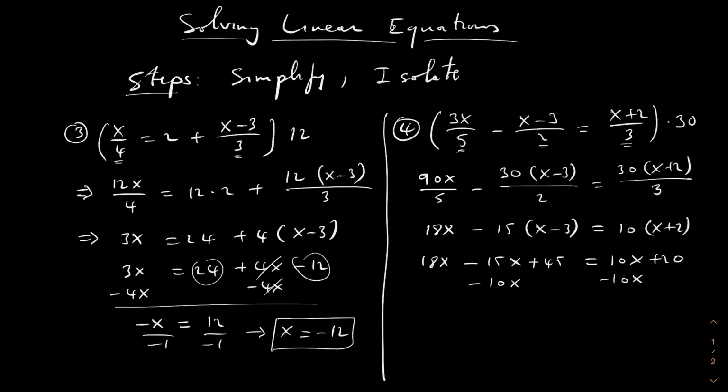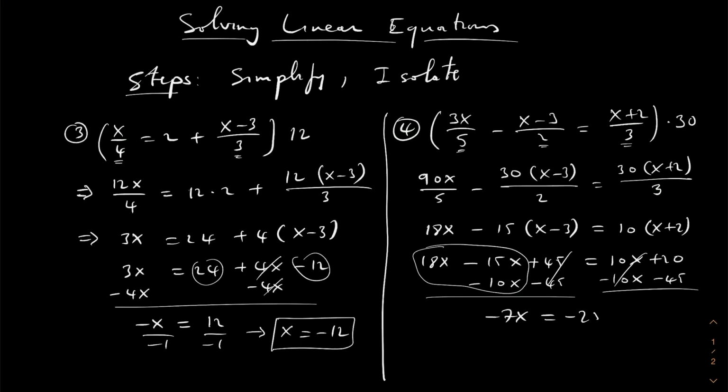Finally, I'm going to try to move all the x on one side and move all the non-x on the other side. So basically combining and isolating x here. So I'm going to have to subtract 10x on both sides. And I'm also going to have to subtract 45 on both sides of my equation. And so this would finally give me 18x minus 15x minus 10x. That would give me negative 7x. That will be equal to 20 minus 45, which is minus 25. And then finally, I'm going to have to divide both sides here by negative 7, which would give me x equal to negative 25 divided by negative 7, which would give me x equals 25 over 7 positive.